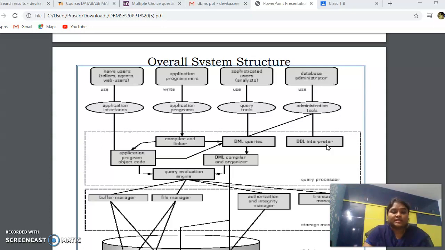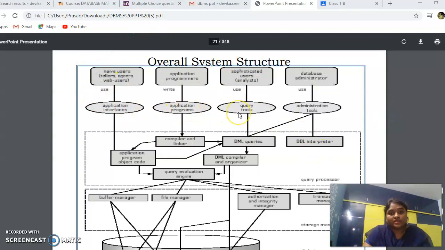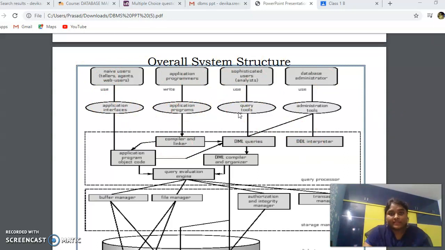Coming to the next level, it is termed the logical level. What happens in this logical level? The main focus is on the query processor. That means whatever application or query is given by any type of user, how it is processed will be seen here. So a query, interface, or application part will be taken by the query processor. These are the steps involved in a query processor.